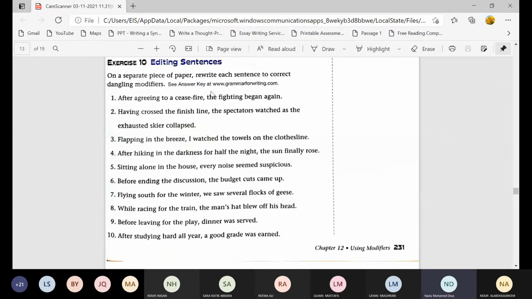Rima, spectators is not modified by having crossed the finish line, because they did not cross the finish line. They haven't crossed the finish line. Who crossed the finish line? The skier here, dear. The skiers are the athletes, those who ski.